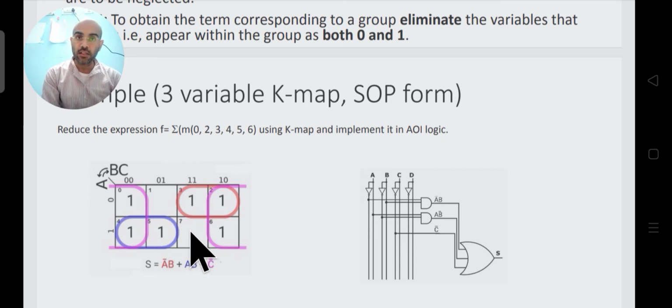Then we'll come to lower 2 to the power n. So first we have tried for 2 to the power 3. So 2 to the power 3 is 8. So that combination was not possible. Now next 2 to the power 2 we will check. So 2 to the power 2 is 4.